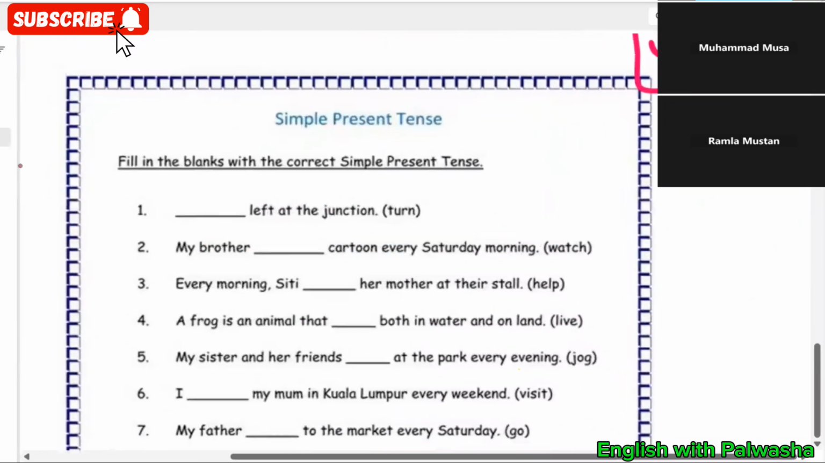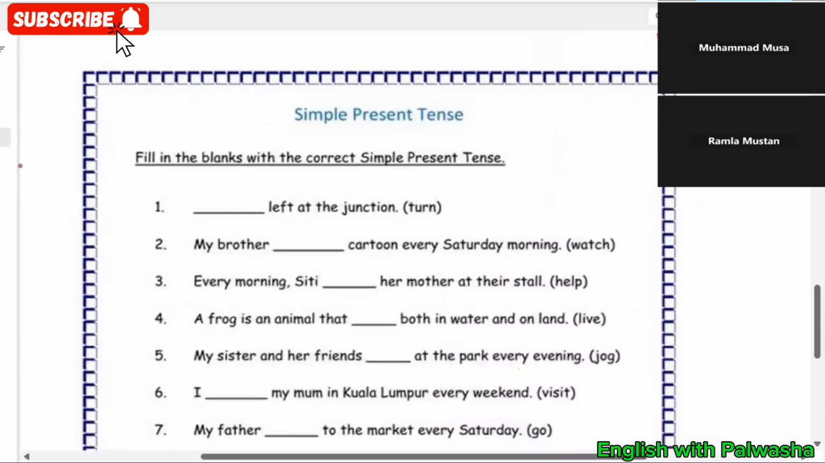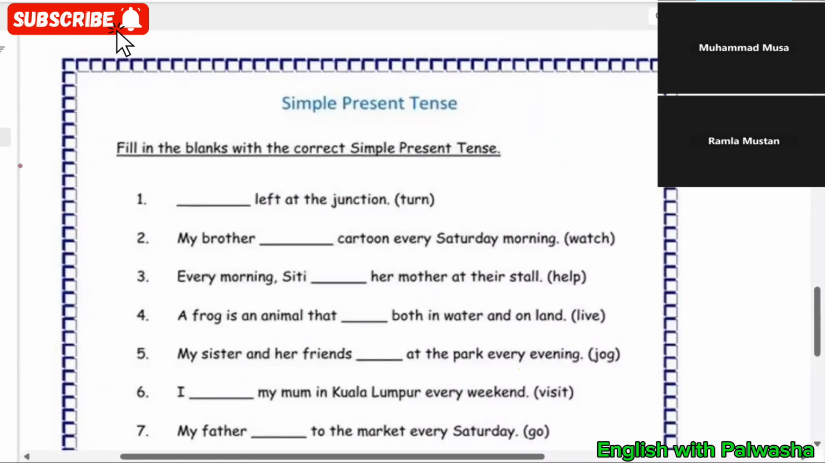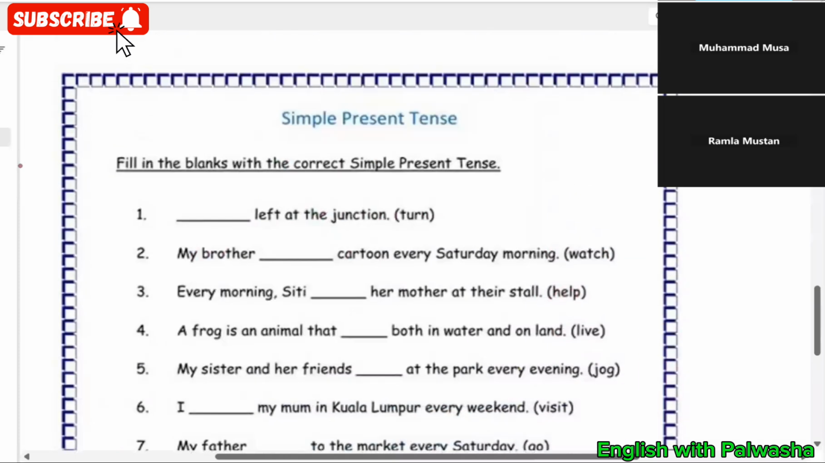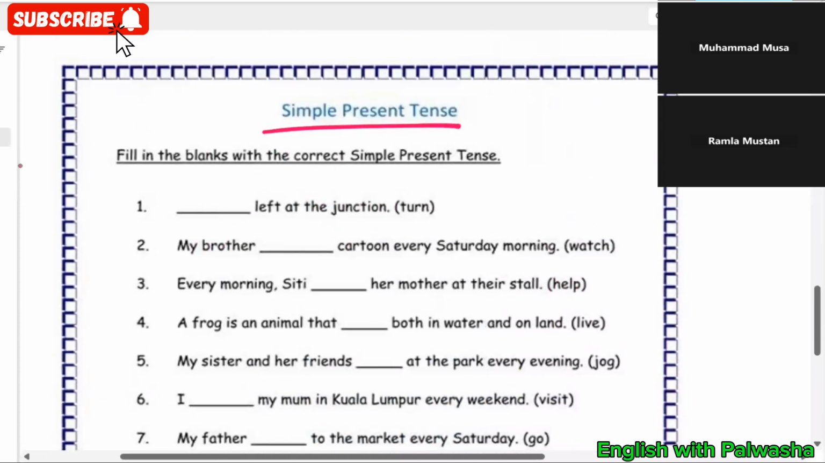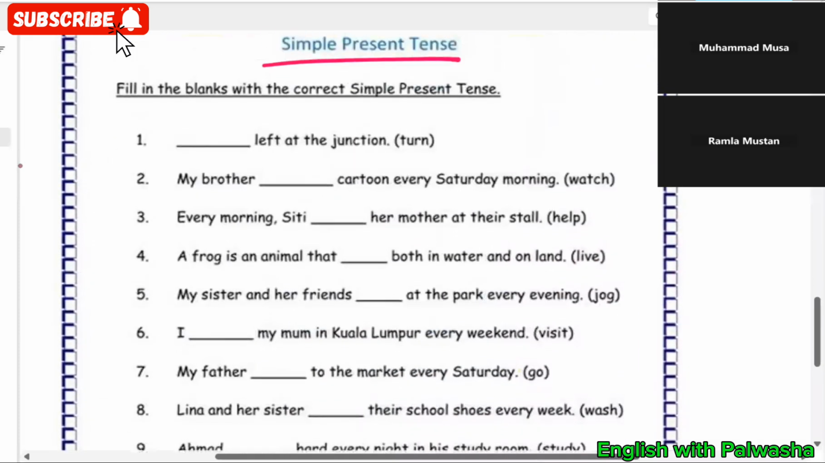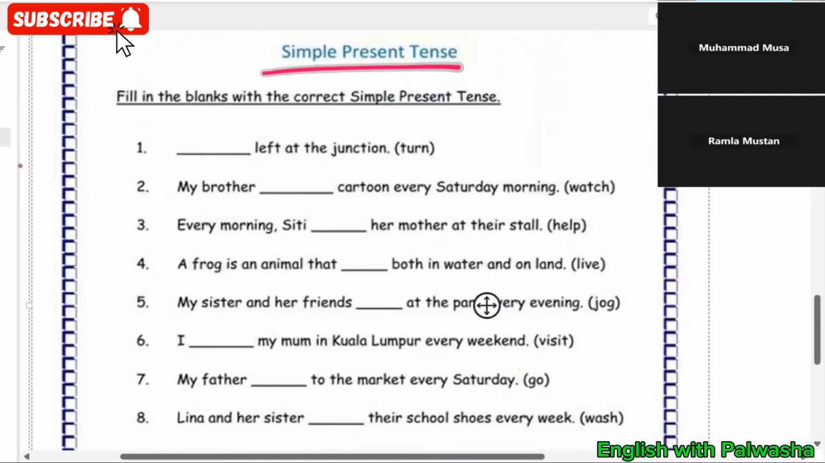Okay, now miss, let's attempt the worksheet together, and then I'll take you towards the quiz. All right. Now, there's a simple present tense quiz worksheet. Please fill in the blanks with the correct simple present tense. Dash turn at the junction. Dash left at the junction.